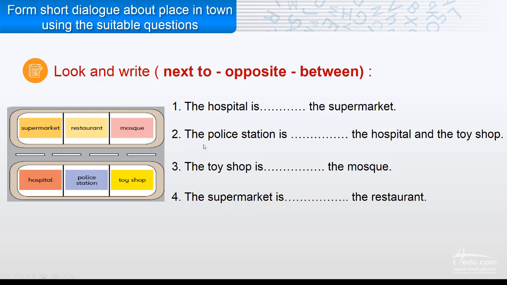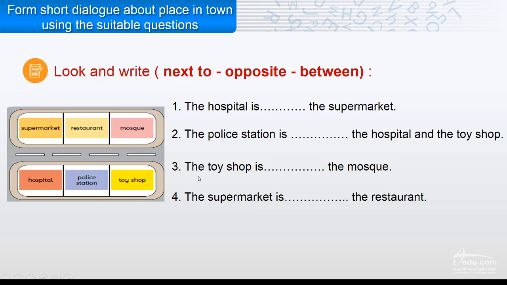Opposite. Number two, the police station is the hospital and the toy shop. So we will use here the word between. Correct. The police station is between the hospital and the toy shop.